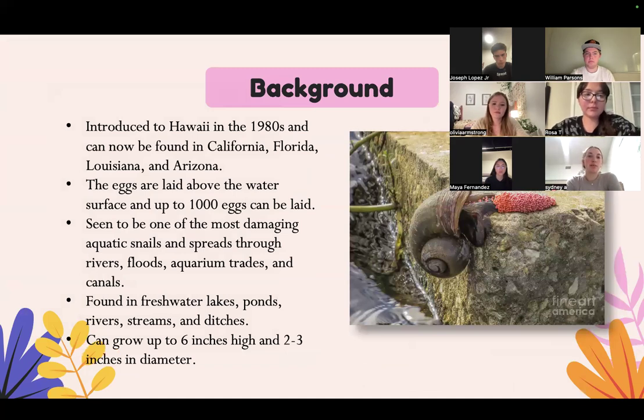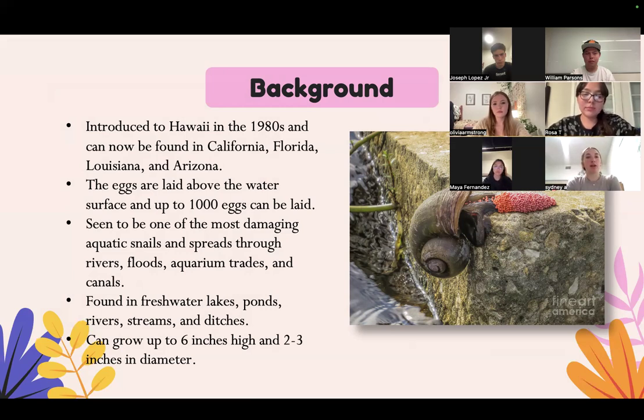Here is the background of apple snails. So apple snails were first introduced to South America and quickly spread to Northern America and Asia. We can now see them in the United States in California, Florida, Louisiana, and Arizona. So apple snails are small gastropods and have a lifespan of 2 to 3 years, but they reproduce very rapidly, like Liv mentioned in the previous slide.